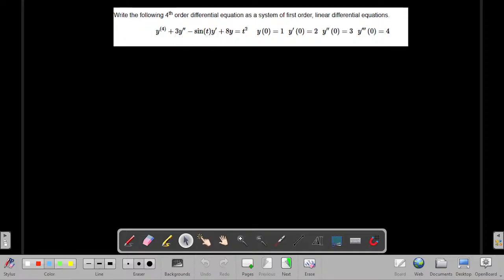And we have y prime prime prime prime, that is the fourth derivative, plus 3y prime prime minus sine t multiplying y prime plus 8y is equal to t squared. So I have a series of initial conditions here, right? So y of 0 is 1, y prime of 0 is 4. So you are supposed to break this down into a system of linear equations.